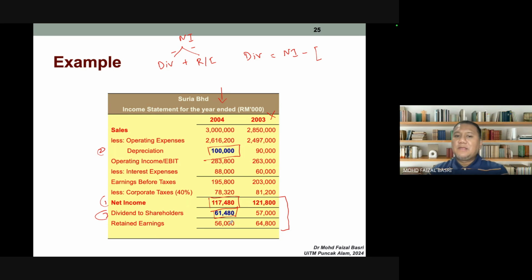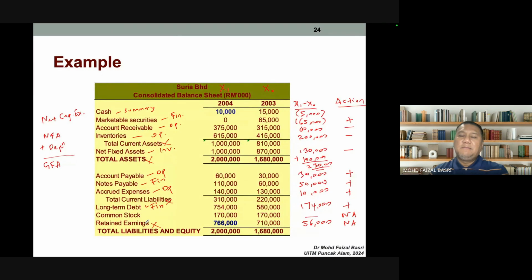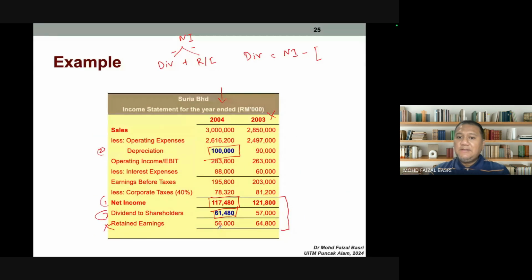But sometimes retained earnings is also not in the income statement. It's not there. It only stops at net income. So how to find the dividend? We have to look at retained earnings in the balance sheet. Okay, but in the balance sheet, the net income is accumulated. They accumulate every year. So to get the retained earnings for the year, we have to find the difference. So what is the difference? It's the 56,000 from earlier. 766 minus 710, we get 56,000. And this 56,000 equals the retained earnings for the year 2004 here.